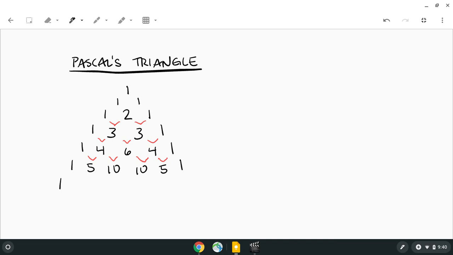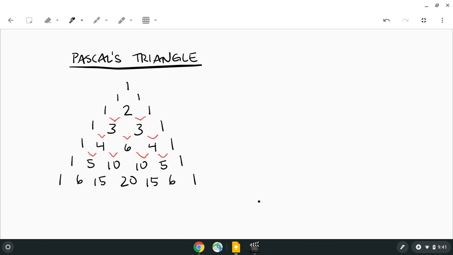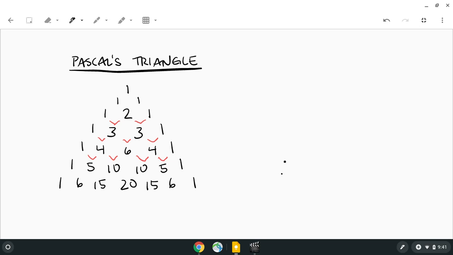We would have 1, 6, 15, 20, 15, 6, and 1. Hopefully you see some symmetry here. And we can keep adding to the pyramid, adding another row, adding another row, adding another row. So what's the connection here to binomial expansion?